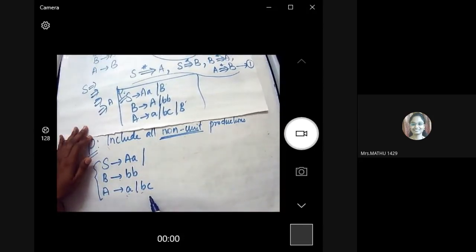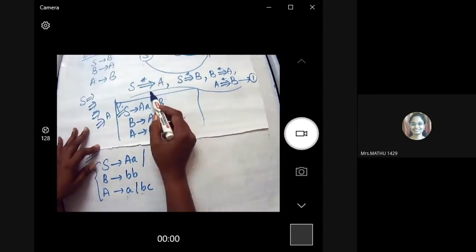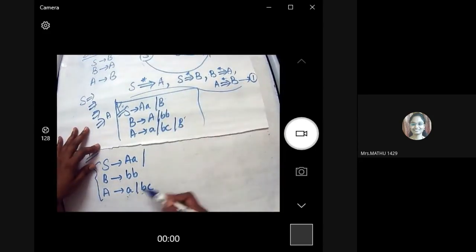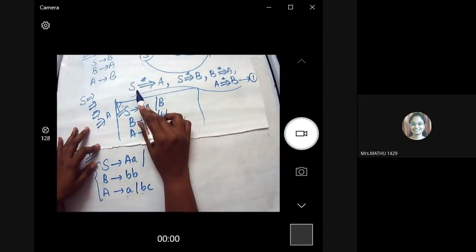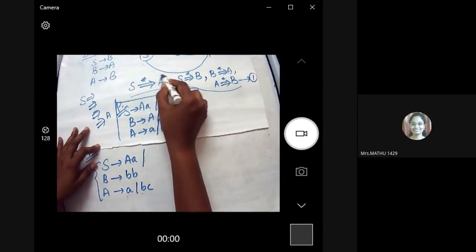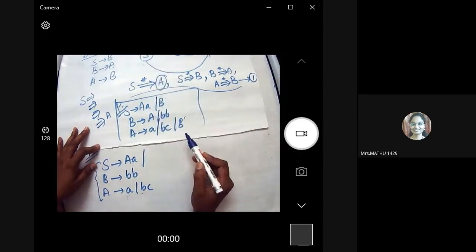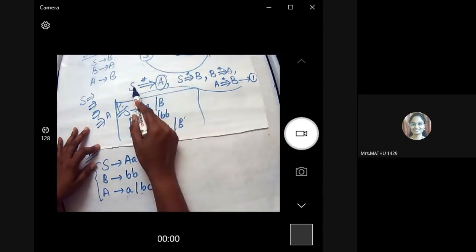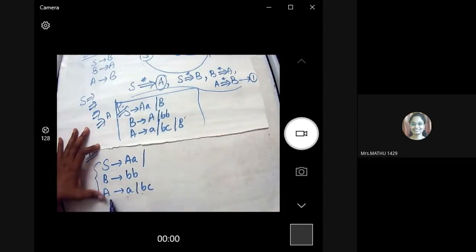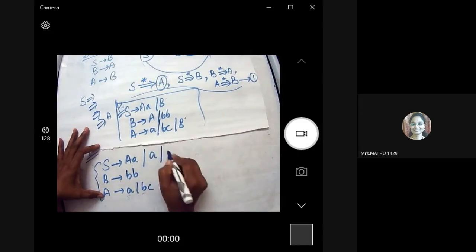So now, by satisfying this, we are going to add new productions. What is given? S derives A. So for A, what are all the productions you have? We are going to add them to S. For A, what are the productions we are having? A or BC. Okay, so add that to the S production.